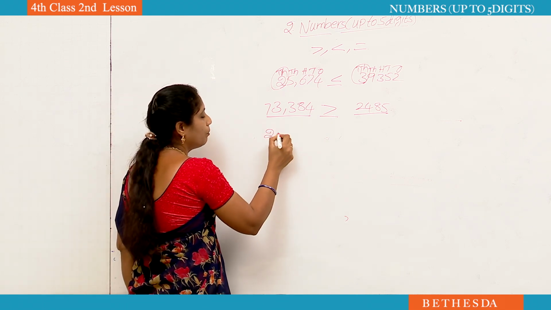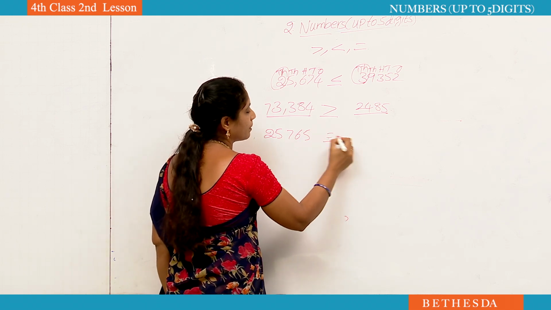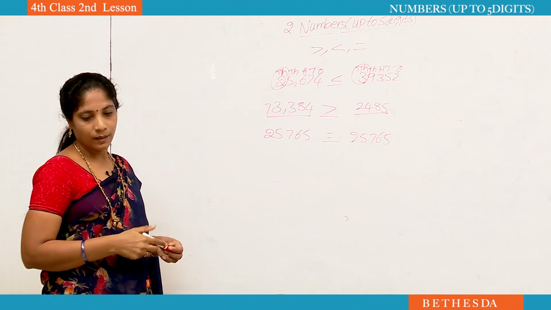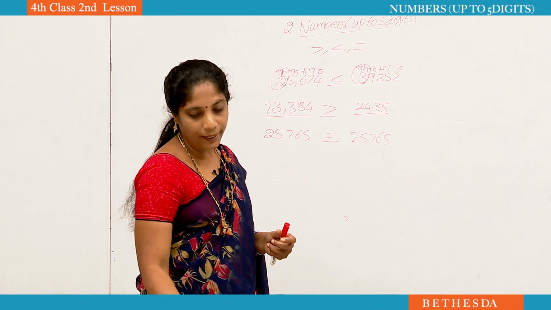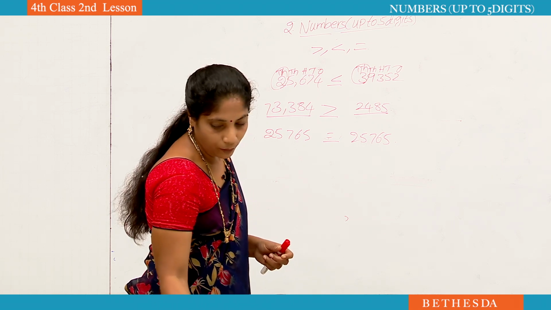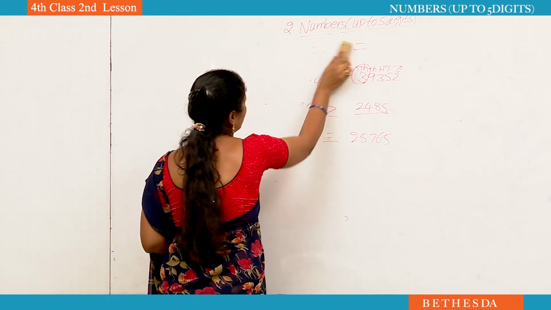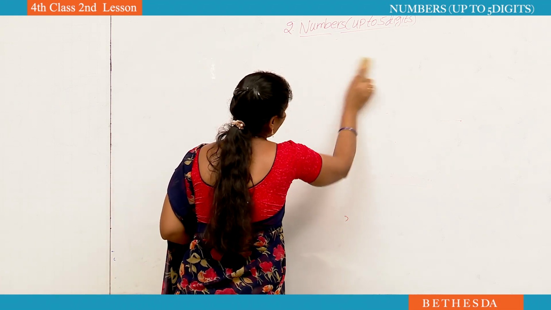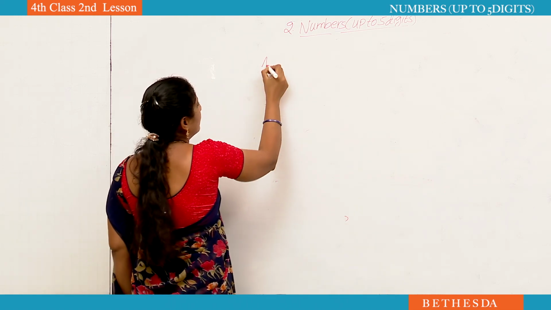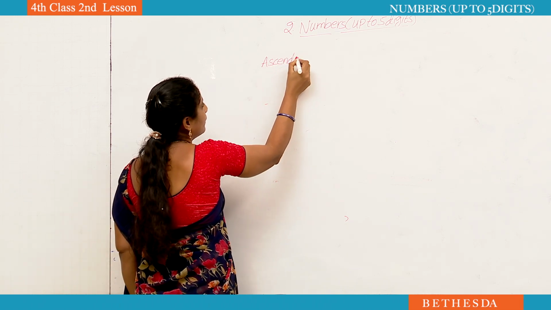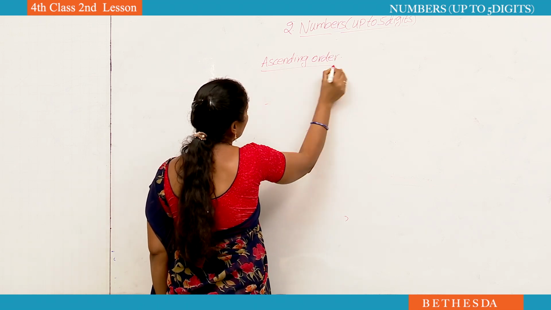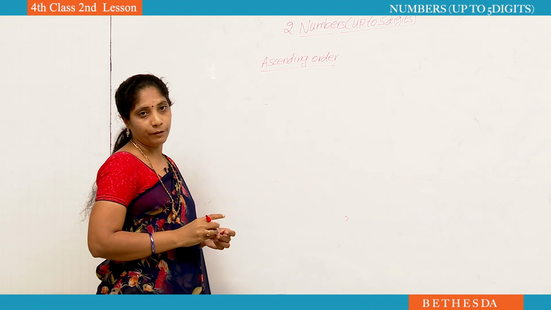We already know that when both sides are equal, we have to write the equal symbol. Okay, already I think you know this. If you learn this you can complete your activity 2.10 in Studio. Now we are going to learn ascending order and descending order. We have been learning this from 1st class.